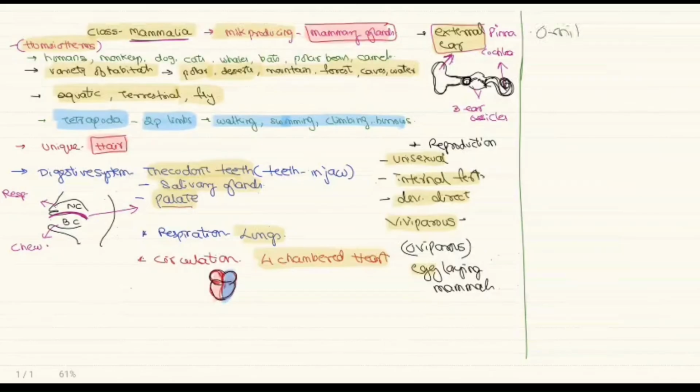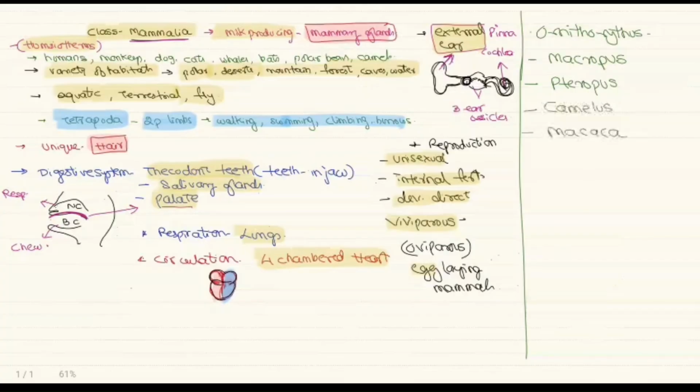Let's see the long list of examples from your NCERT book. You start with the egg-laying mammal called Ornithorhynchus. The common name is duck-billed platypus. Kangaroos have a pouch for development, and are called Macropus. We can find them in Australia. Pteropus is called the flying fox. It is like a bat. It can fly. The common animal camel is also called Camelus. Your favorite friend is the monkey, Macaca.